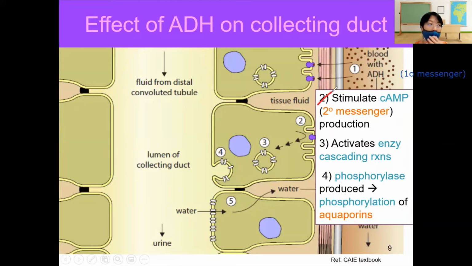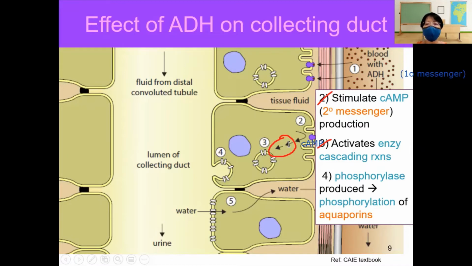cyclic AMP to be produced. cAMP stands for cyclic AMP. So this is a secondary messenger. This secondary messenger will then activate a series of enzyme cascading reactions. So you can see here, this is a series of enzyme cascading reactions, after cyclic AMP is being produced. So this is cAMP. Then after that, it activates a series of reactions here.